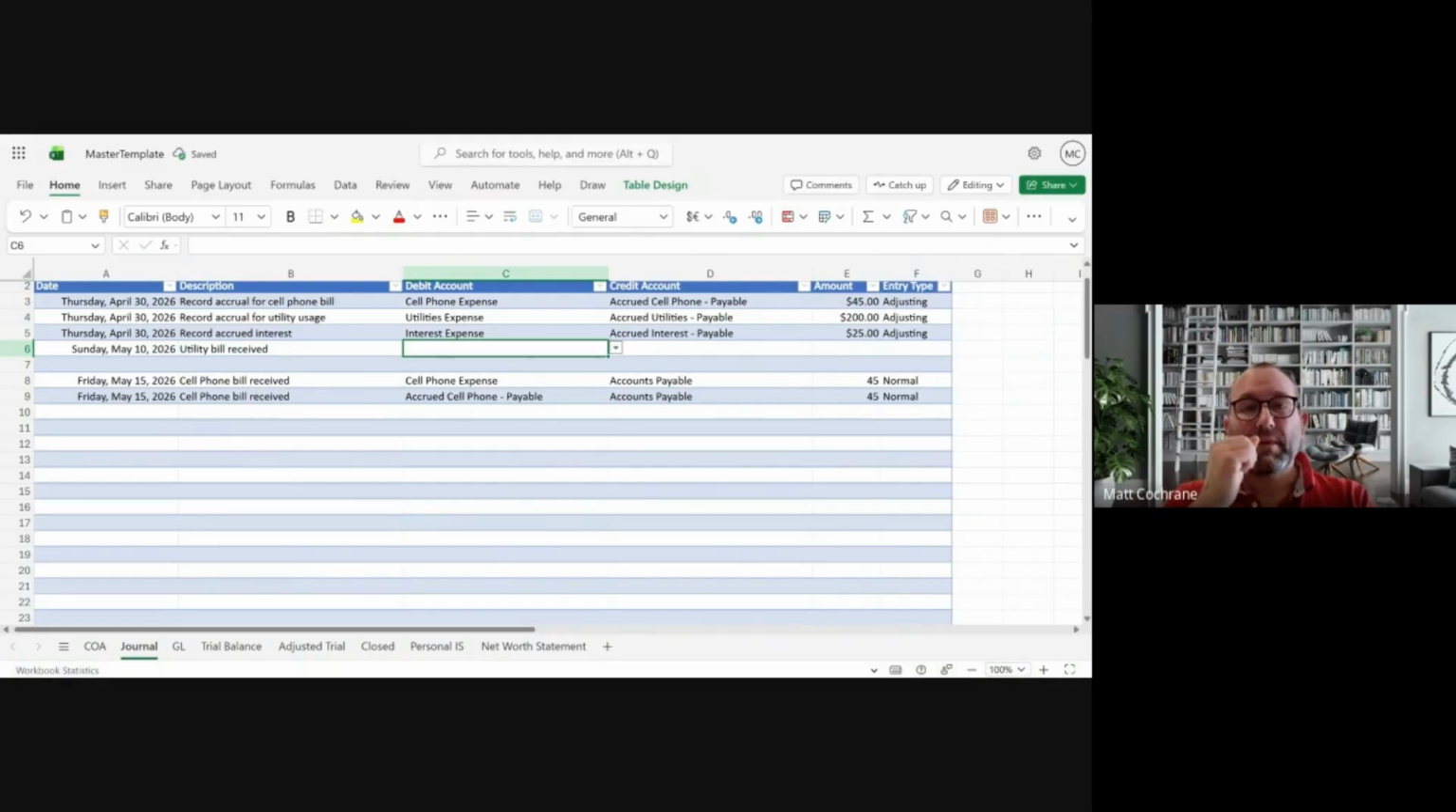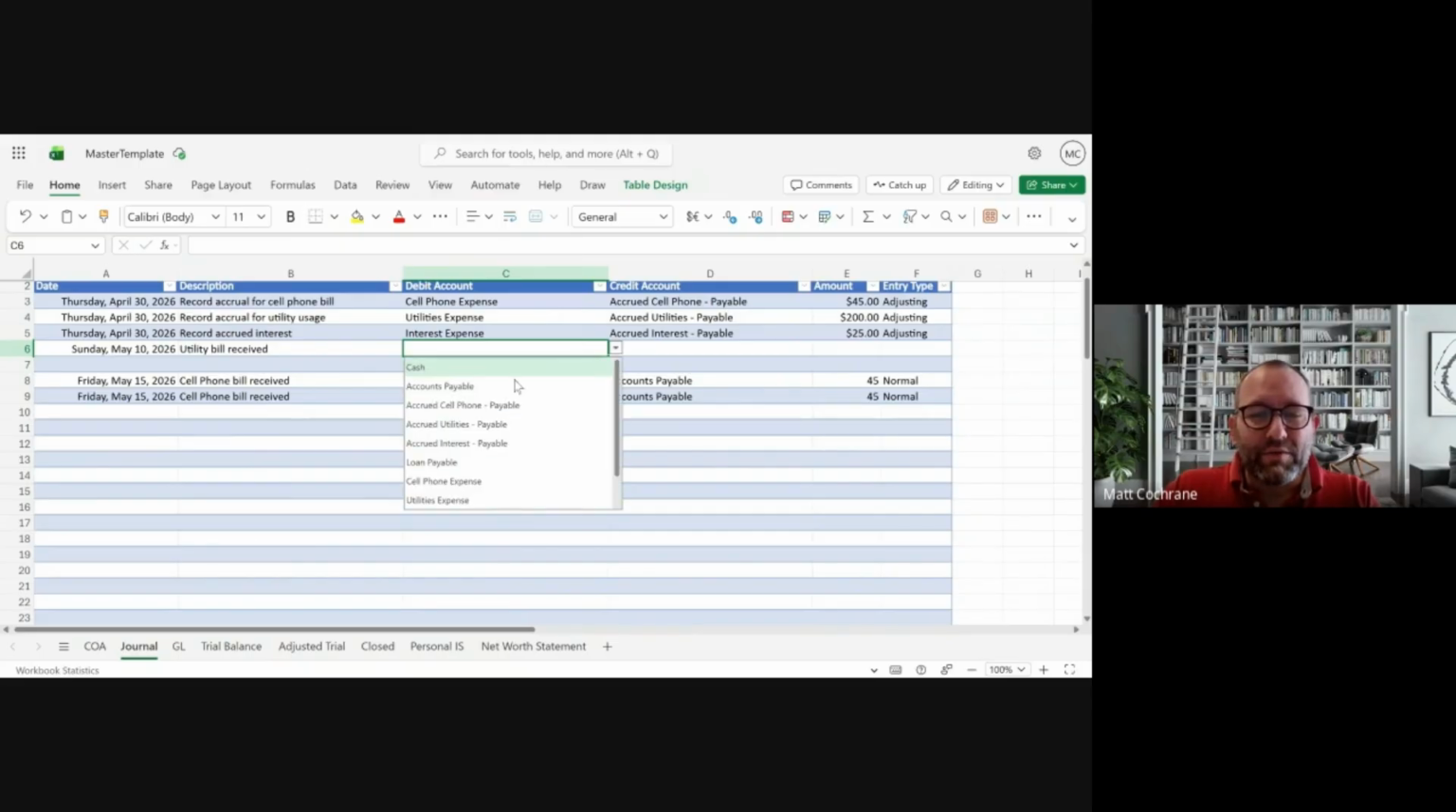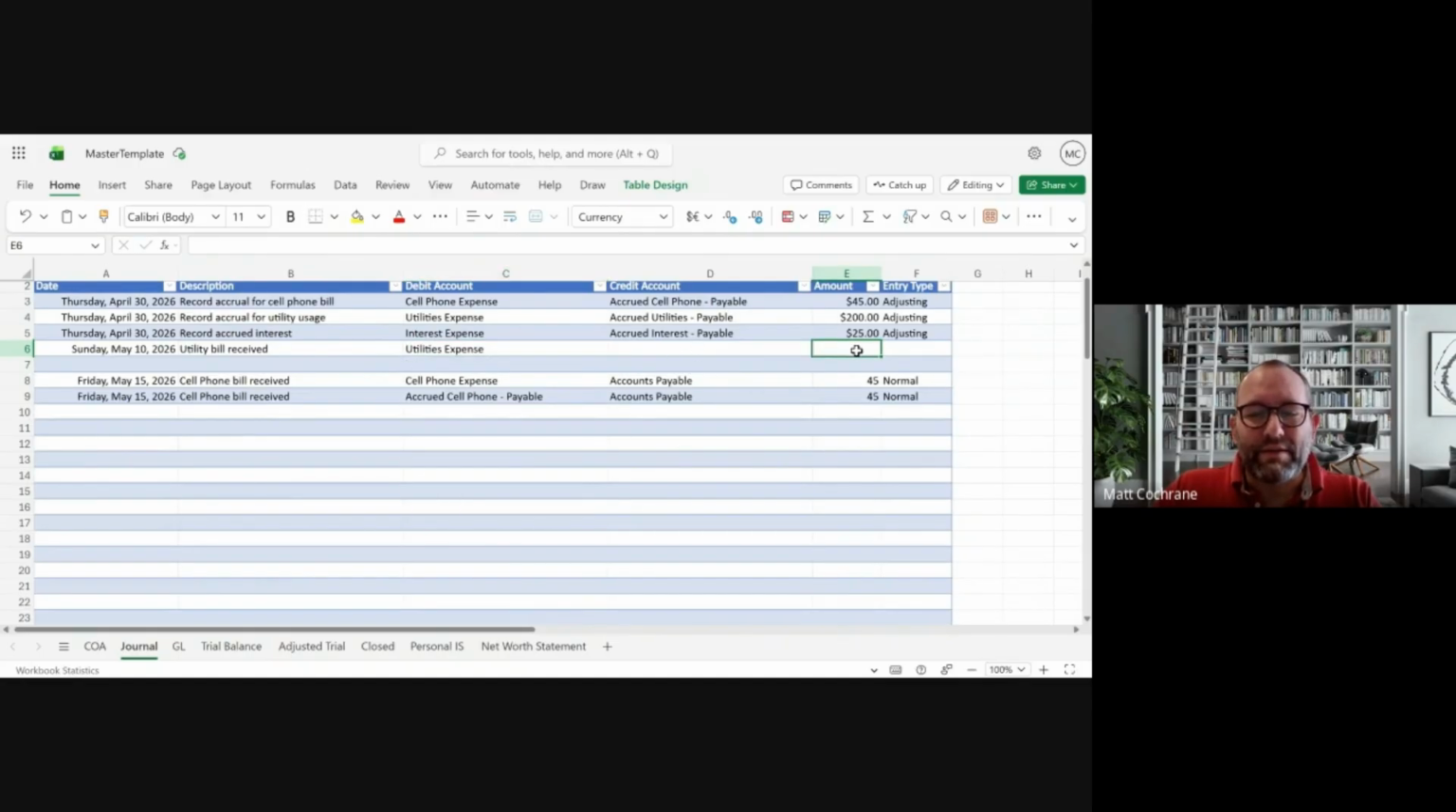Okay, so utility bill received. All right, so what is our debit? We've got to first acknowledge the difference between what the actual bill was and what the estimate was. That was $20. So we have to increase our utility expense by that amount, the $20. This is just a normal entry. And what is it that gets credited? It's the accrued utilities payable. So the accrued utilities payable account.